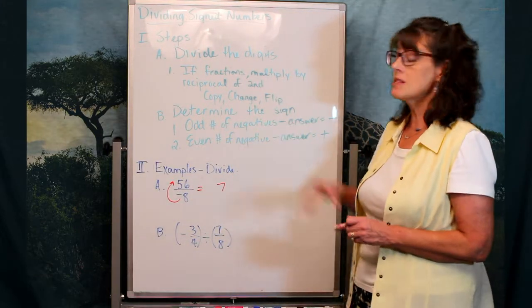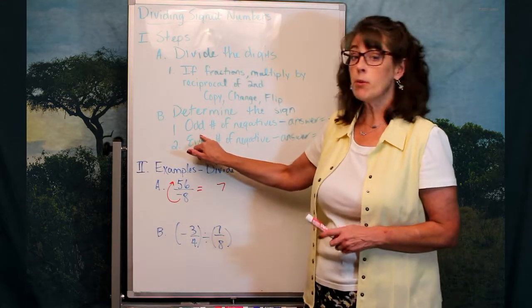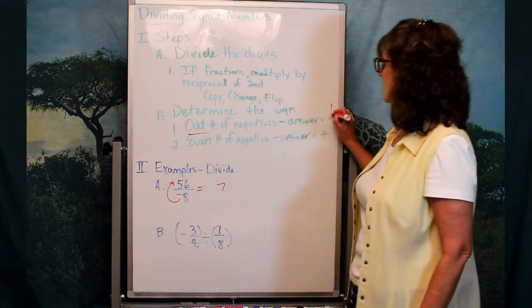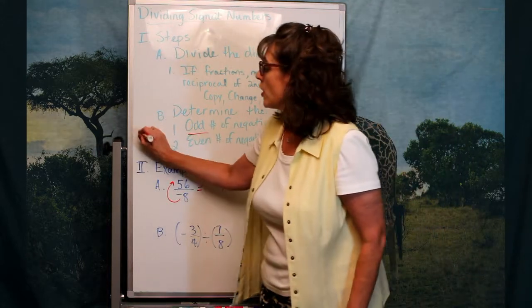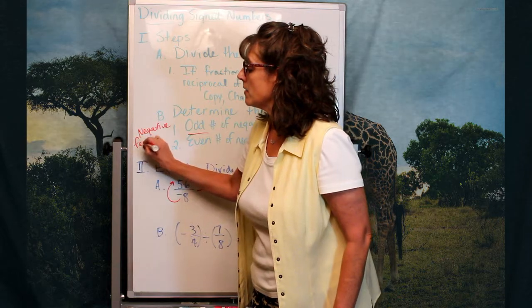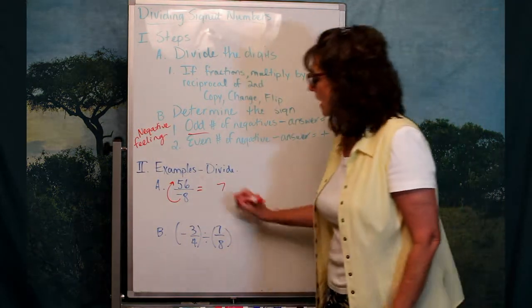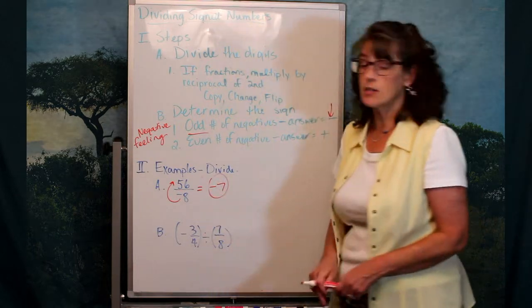Now we need to determine the sign. We have one negative. That is an odd number of negatives. And remember, this negative is a negative feeling. So odd is going to mean that my answer is going to be negative. So I divided those digits, 56 divided by 8 is 7, and I have an odd number of negatives making my answer negative.